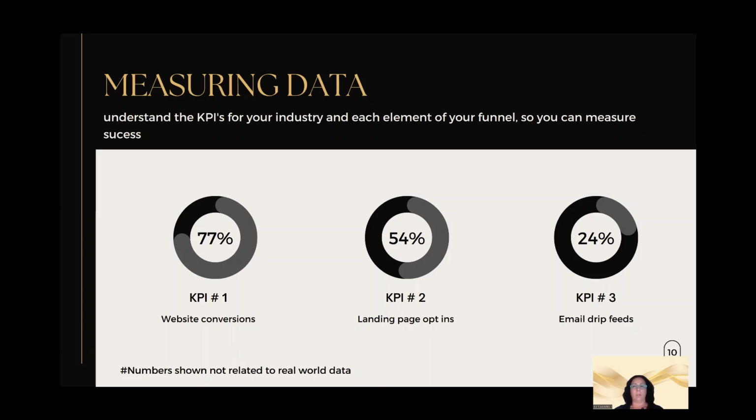These numbers are not relevant at all, so ignore those. But you want to be looking at those KPIs on your websites, whether they're converting or not, with your landing page opt-ins and with your email. So over those 3 metrics, you want to be really clear on what you should be expecting from your campaign, which will tell you whether yours is being effective or not.